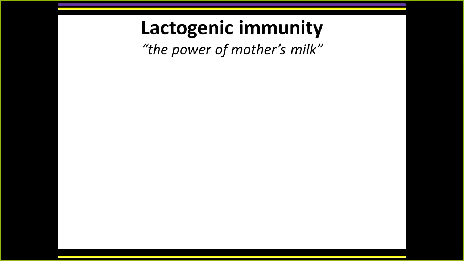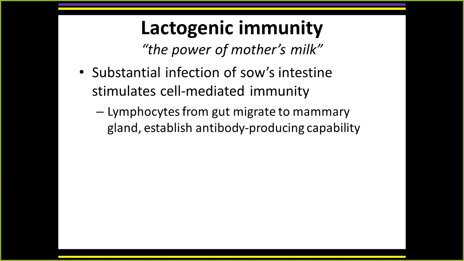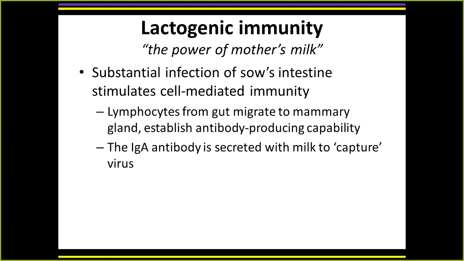It's kind of a miracle of nature, really, the power of mother's milk. The value of the cow licking her calf and the mother licking her pups and human mothers changing diapers all have an impact on the immune system for the next offspring to be born. And it's a pretty cool physiologic tool. If you have a substantial infection of the sow's intestine, that will stimulate cell-mediated immunity. Lymphocytes from the gut will migrate to the mammary gland and establish antibody-producing capabilities in the mammary gland, which then result in antibody IgA secreted in the milk, which will capture virus coming through the intestine.